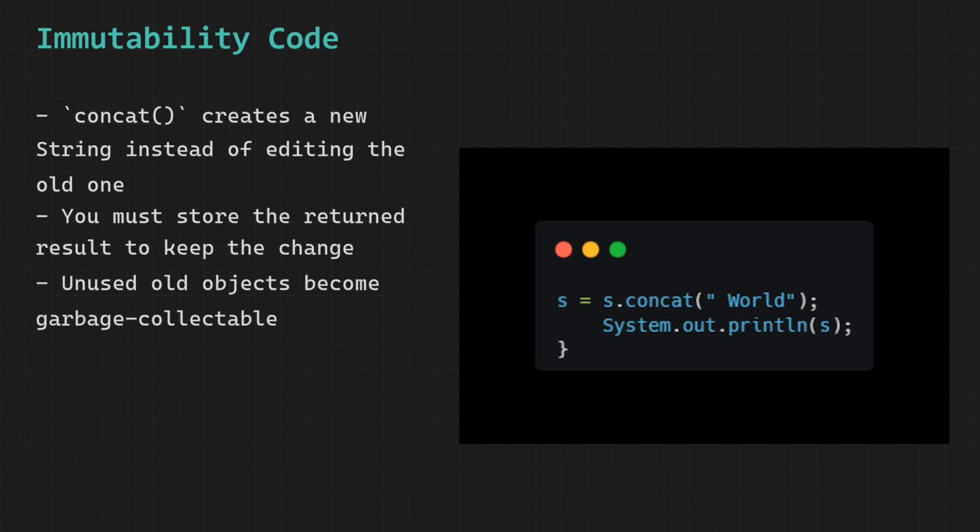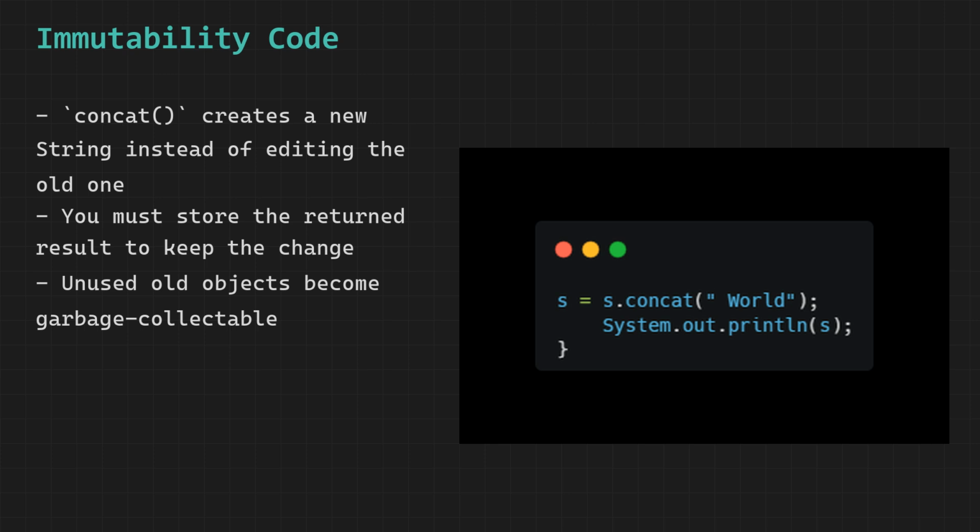But here is the important thing. We did not assign the result back to s. We just called the method and threw away the result. So s is still pointing to the original hello object. Nothing changed. When we print s, the output is hello. This is immutability in action. The concat method did not modify the original hello object. It created a completely new object.